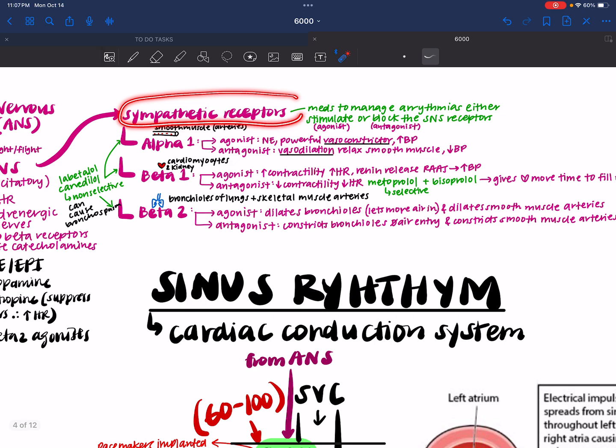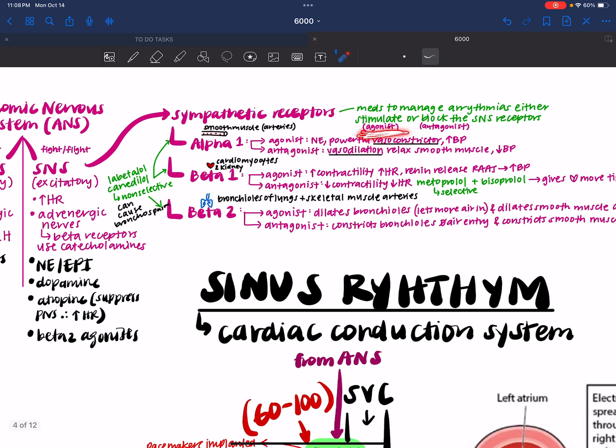So beta 2, beta 1, and alpha are all sympathetic receptors, and there are meds to manage arrhythmias that either stimulate, as an agonist, or block the SNS, as an antagonist. Anything stimulating is an agonist, and anything blocking is an antagonist. Alpha 1 is in the smooth muscles of the arteries. Alpha 1 agonists help the SNS: they release norepinephrine, vasoconstrict, and increase blood pressure. Antagonists do the opposite: they vasodilate and decrease blood pressure. Again, it has to do with the sympathetic nervous system. An agonist stimulates and an antagonist blocks, so it antagonizes the SNS.